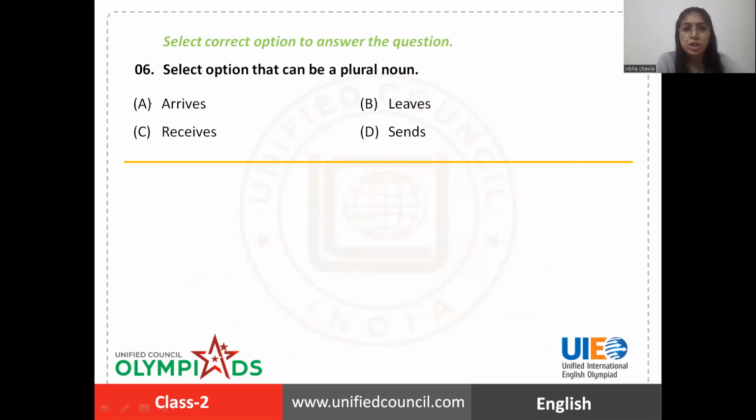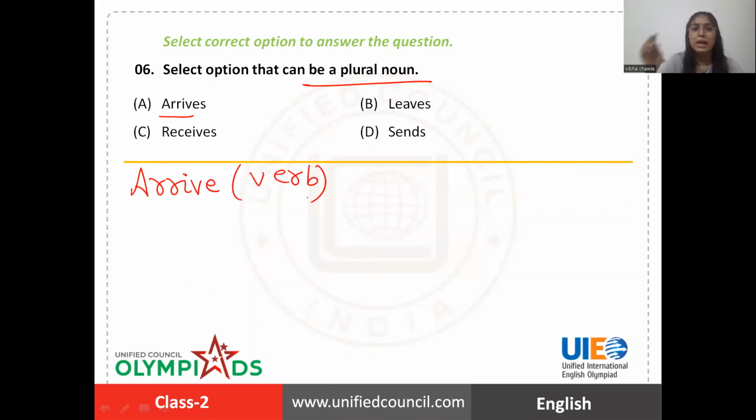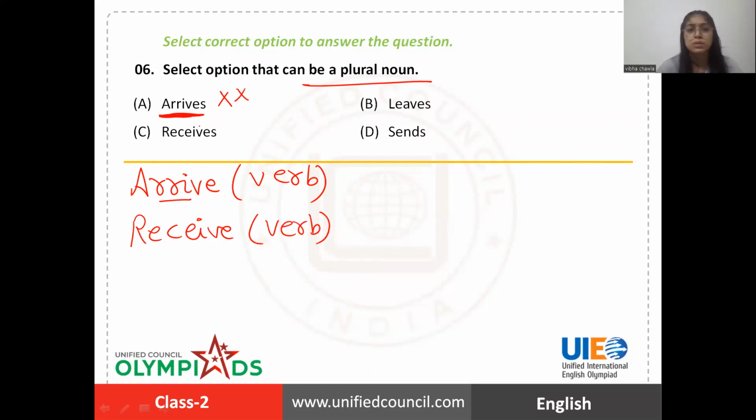Then next we have question number 6. Select the option that can be a plural noun. We have to tell that. Arrive. If I talk about arrive, it is a verb. Arrives is a singular verb and arrive is a plural verb. So it's not a noun. Likewise, receive. Receive is also a verb. Receives is a singular verb and receive is a plural verb. It is also not a noun.